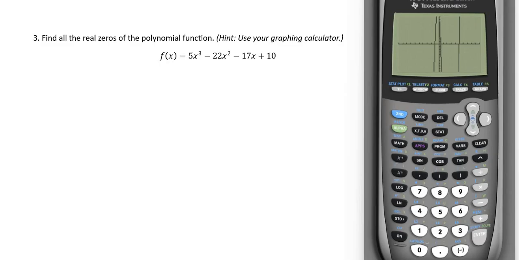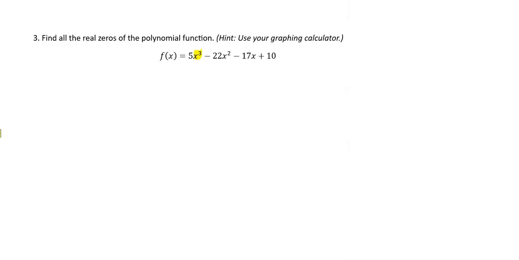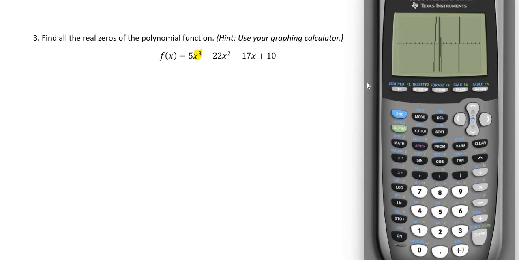So I've already entered my function into my calculator. One thing I want you to notice is that I have degree 3 in this polynomial. So I know that I'm going to have 3 zeros. And I can tell by looking at my graph, I've got 3 x-intercepts. Those are all zeros. So all 3 of my zeros are going to correspond with those 3 x-intercepts. So I don't have any non-real zeros. So I can look at my graph to figure out my x-intercepts and figure out those zeros.